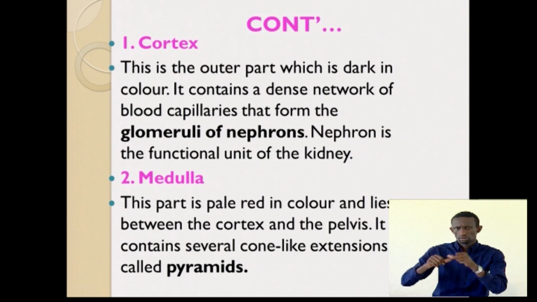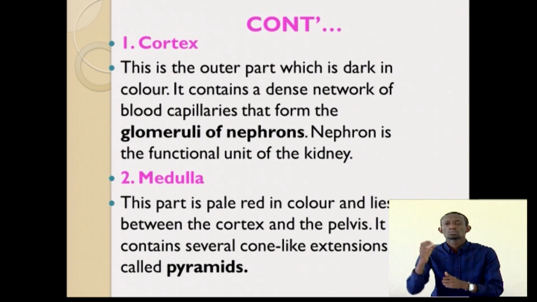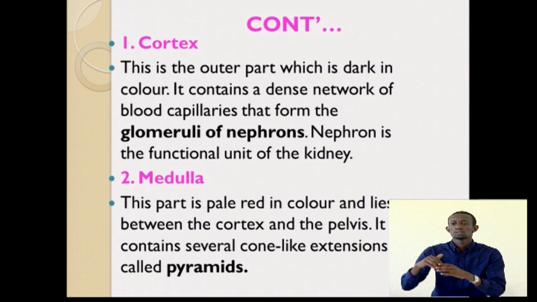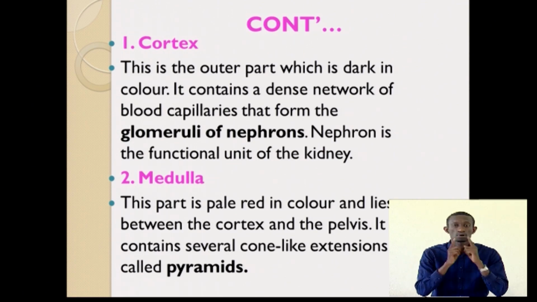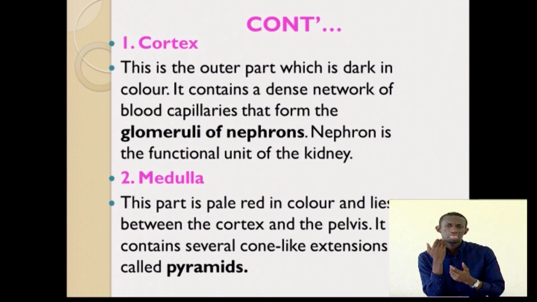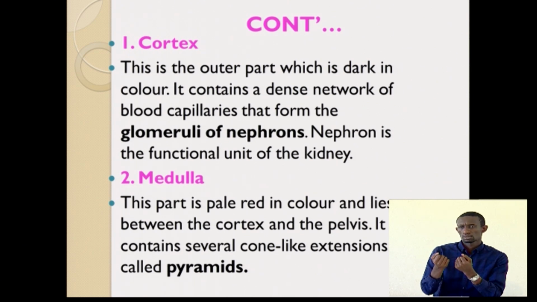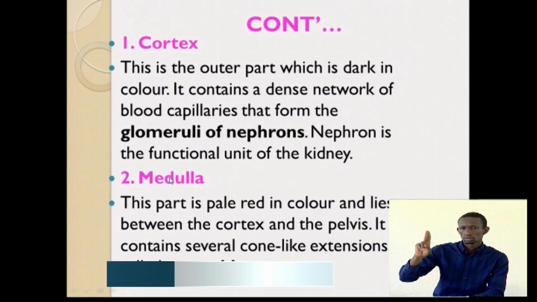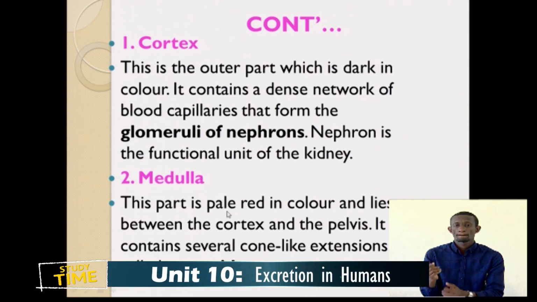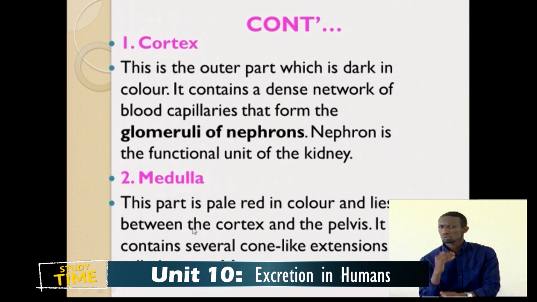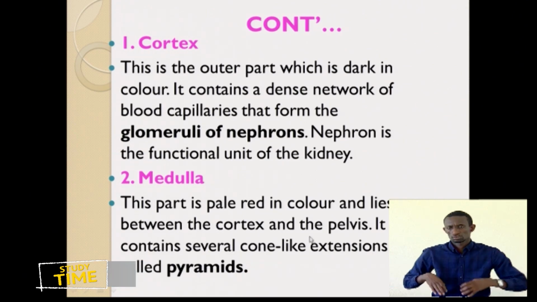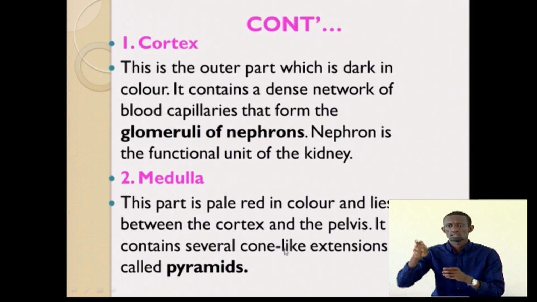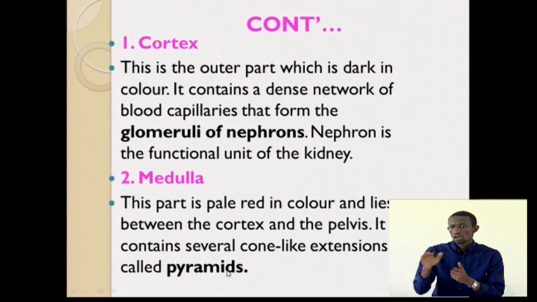Let's talk about the function of each. The cortex is the outer part, and it is dark in color. It contains a dense network of blood capillaries that form the glomerulus of the nephron. The nephron is the basic functional unit of the kidney. We talk about the medulla, which is number 2. The medulla is pale reddish in color and is found between the cortex and the pelvis. It contains several cone-like extensions called pyramids.